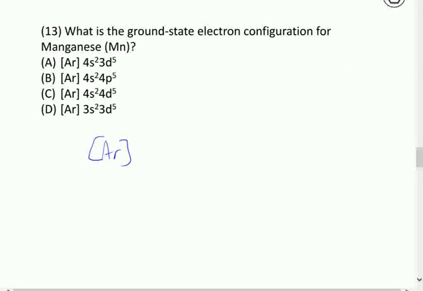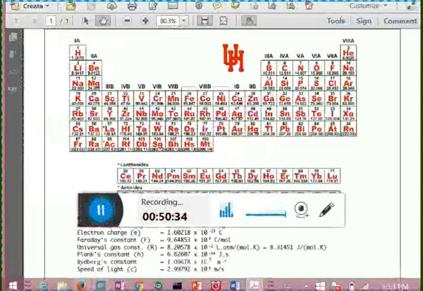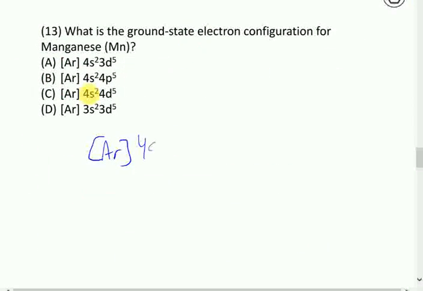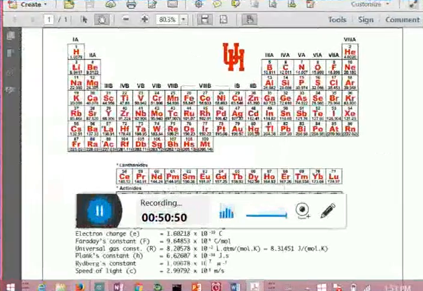More often than not, we'll use the shorthand notation instead of writing 1s2, 2s2, 2p6, and so on. But we have argon's core electrons, and then we have to fill in the valence shell in the correct order. So after argon, we come to the 4s block of the periodic table. So we're going to fill that with 2 electrons. We go through those 2. So 4s2. And then we find manganese, which is in the 3d block.